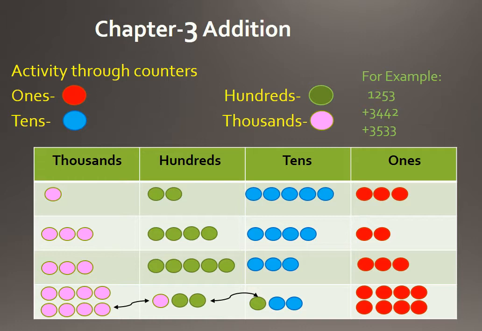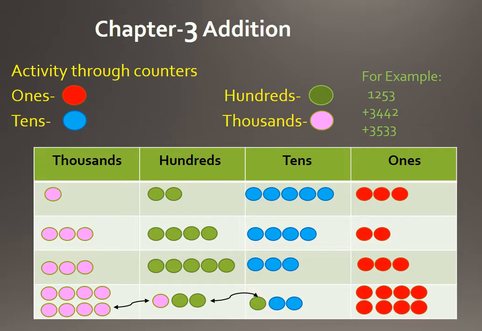For this, I use three numbers: 1253, 3442, 3533. Now we represent these numbers using counters. Our first number is 1253. 1000 will be represented by one pink counter. 200 will be represented by two green counters. 50 by 5 blue counters and 3 by 3 red counters.